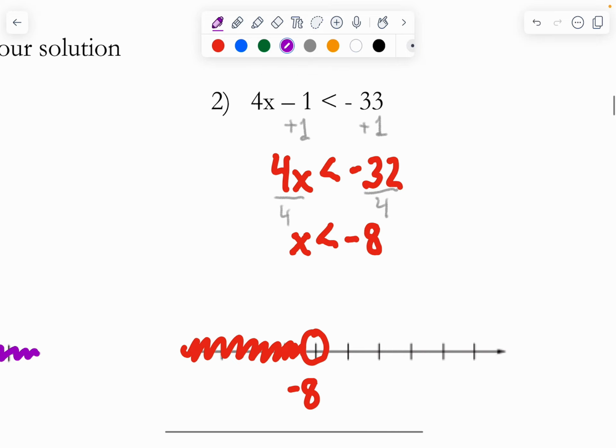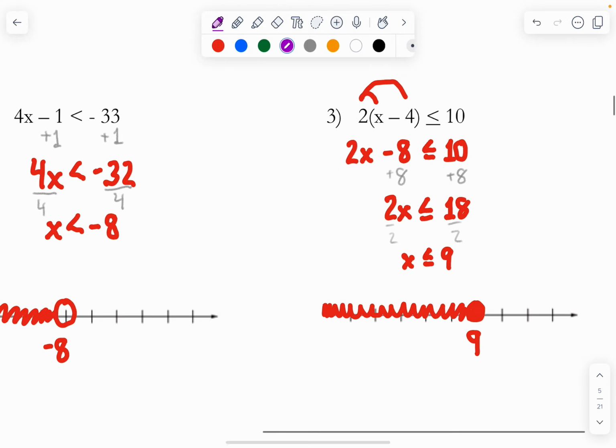Okay, looking at 2, right, we have a 2-step. We're going to add 1 to both sides, divide by 4. Again, we do not flip this inequality. This is where things get tricky. A lot of times we're worried about flipping or not flipping. That -32 is just a -32. The 4 that I'm dividing by is positive, so that's why I do not flip the inequality here. It's still less than.